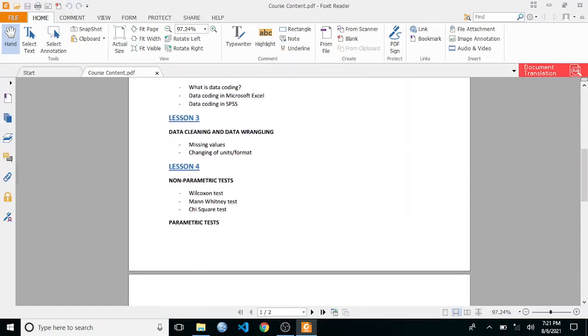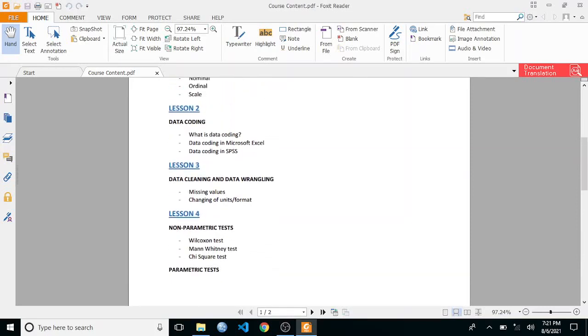And in lesson number 2, we will dive into data coding. We will see how to code our data in a spreadsheet and in Excel. In lesson number 3, we will do some data cleaning and data wrangling.